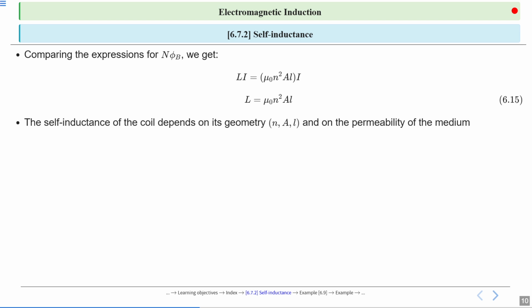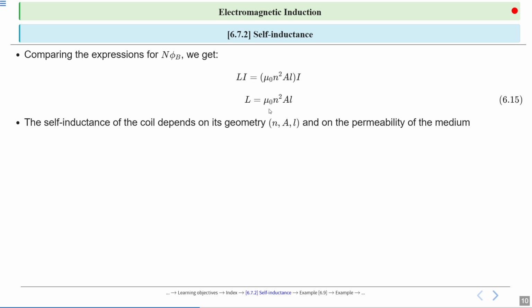Okay, the self-inductance of the coil depends on its geometry. So what is the conclusion from this final expression? That this self-inductance depends on the geometry of the coil, that is area, length and number of turns per unit length, and permeability of medium. Here we have taken only free space inside the core of the solenoid.